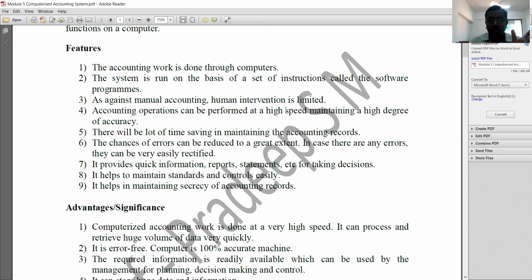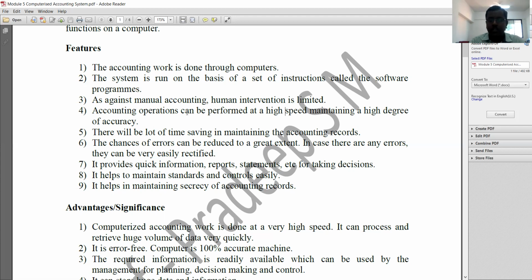Then here we are going to perform all accounting functions with the help of computers by using certain software. That is the second feature. The system is run on the basis of a set of instructions. As you know, a set of instructions is called what? They are called software. Understood? A set of programs, a set of software. That is the second feature.